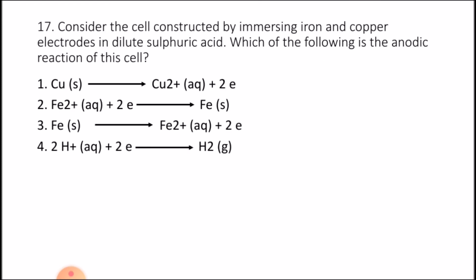Question number 17. Consider the cell constructed by immersing iron and copper electrodes in diluted sulfuric acid. Which of the following is the anodic reaction of this cell? Two things you need to remember. One thing is, the higher the position in the activity series, the more capable these elements are of oxidizing. And also an anodic reaction always undergoes oxidation.